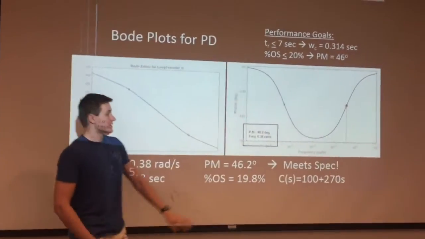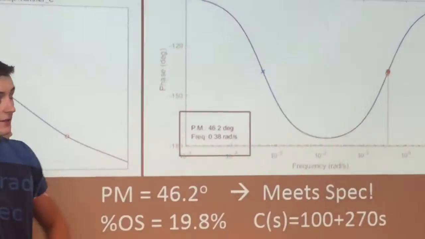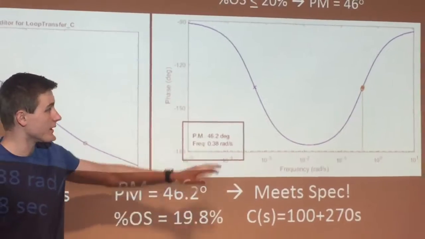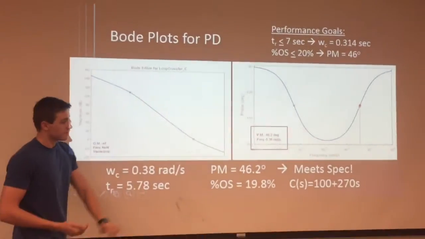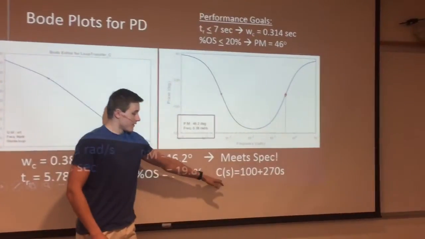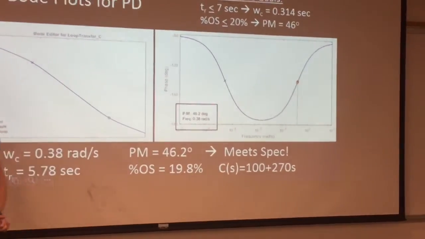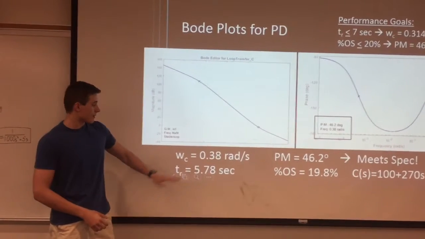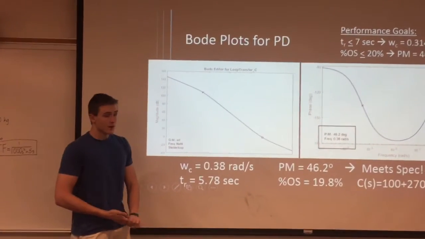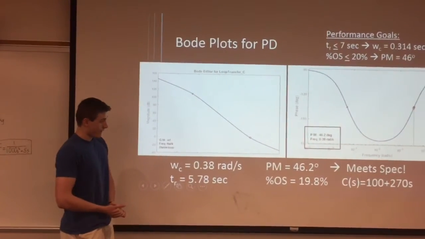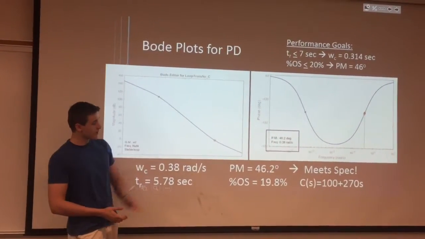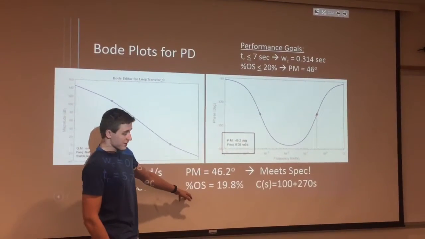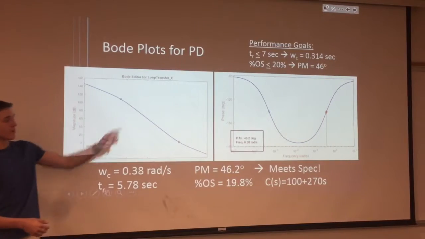As you can see, our phase margin is now 46.2 degrees, and our crossover frequency is 0.38. And these are finely tuned after we found our controller value of 100 plus 270s. So with our phase margin of 46.2 and our crossover frequency of 0.38, we reach our rise time of 5.78, which is within our performance goal, and our percent overshoot of 19.8, which is also within our performance goal.